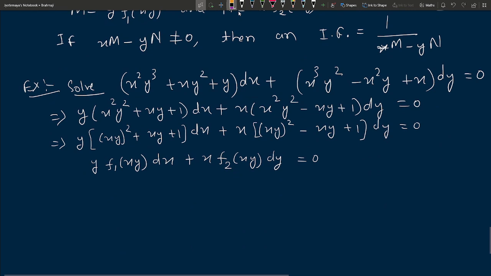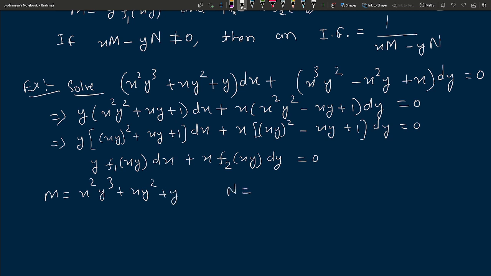I am multiplying x into M. So here what is M? M is whatever is multiplied with dx, that is x²y³ + xy² + y. What is N? N is what is multiplied with dy, that is x³y² − x²y + x. So what you will do?